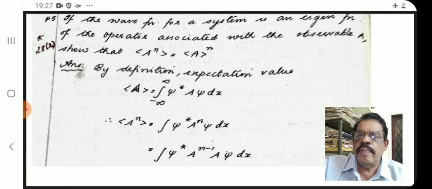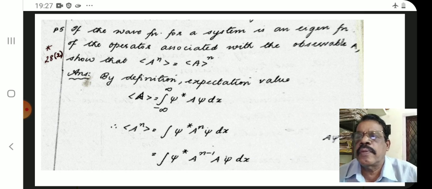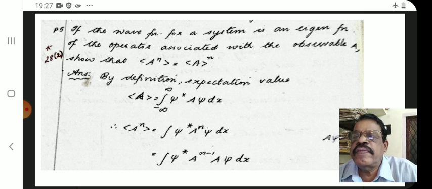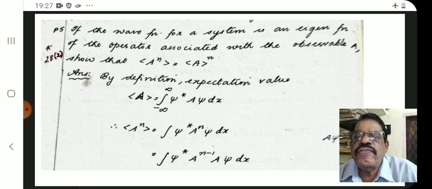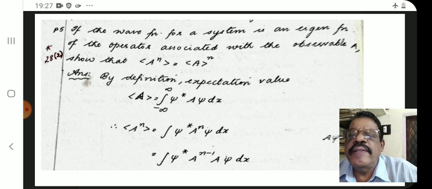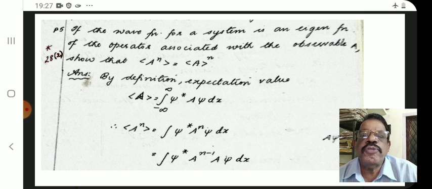The first problem is a very important problem, a frequently asked problem. We look here. If the wave function for a system is an eigenfunction of the operator associated with the observable A, show that the expectation of A raised to n is equal to the expectation of A, all raised to n.